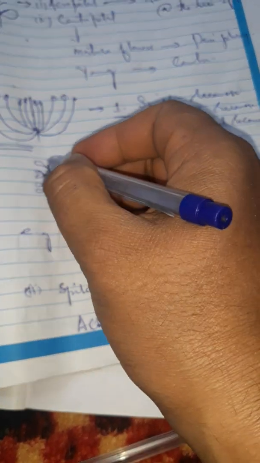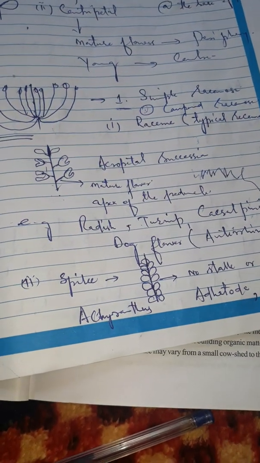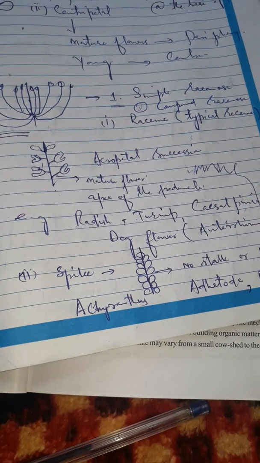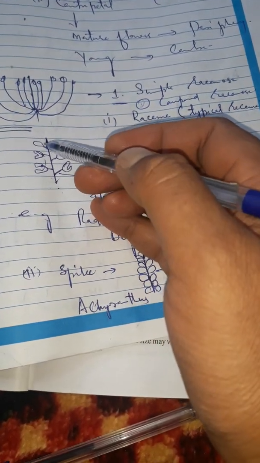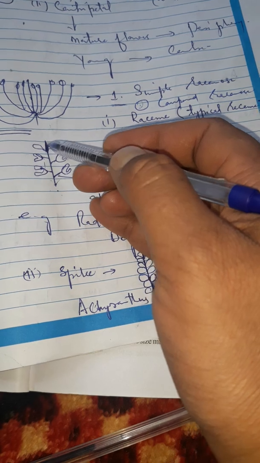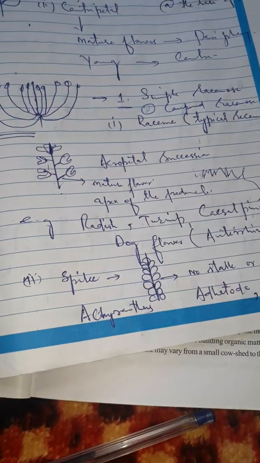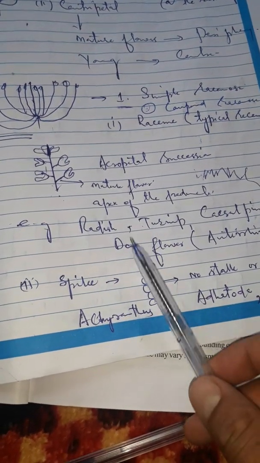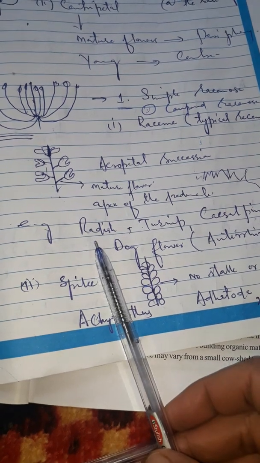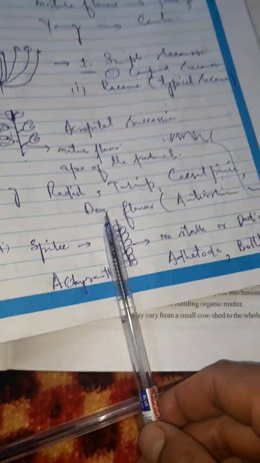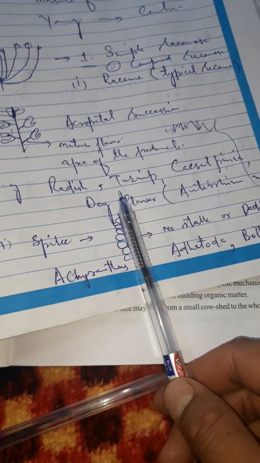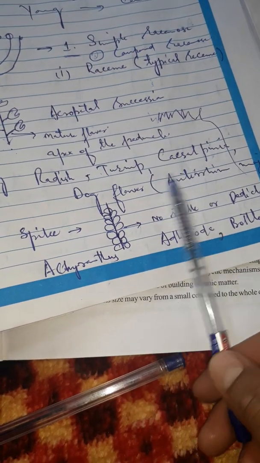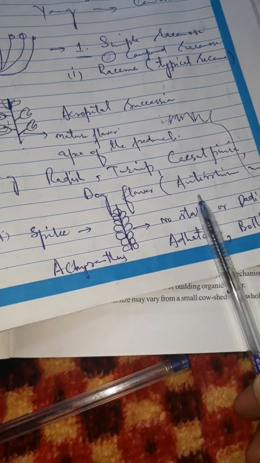And once again, we see that the growing point is not involved in the flower formation. The growing point remains separate. From the lower region of the growing point, the flowers arise, right? So this is called the raceme type of inflorescence, as we see in radish, turnip, cassia, and dog flower, which we call Antirrhinum majus.